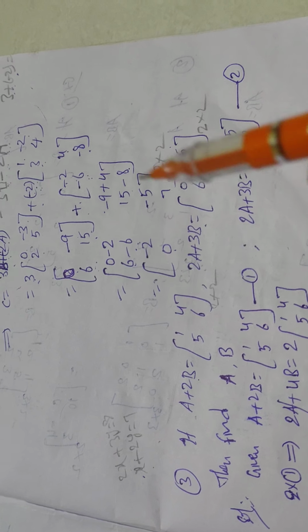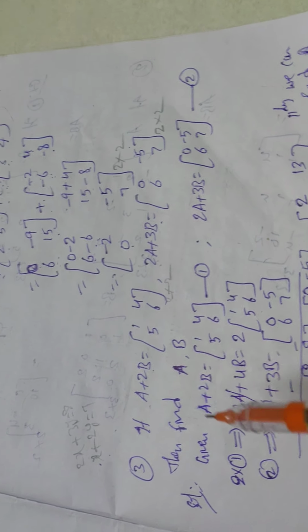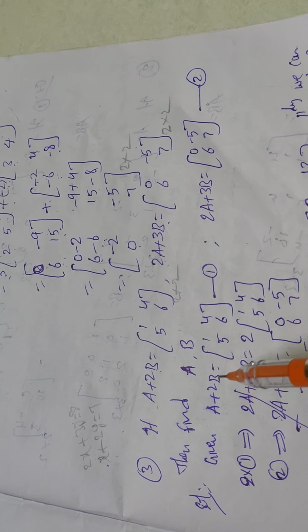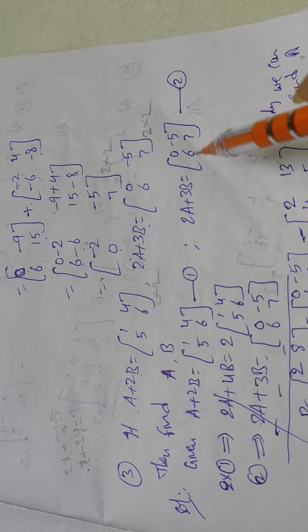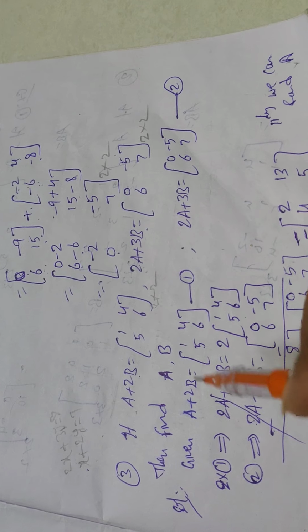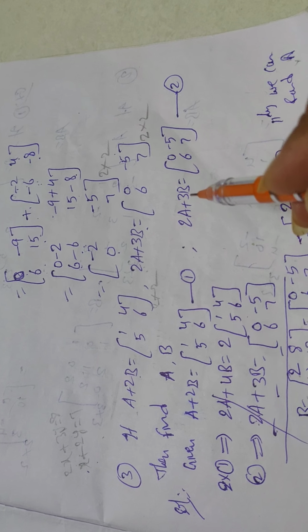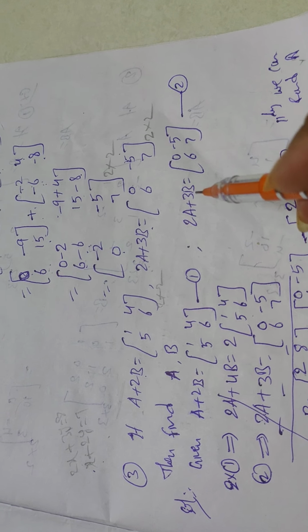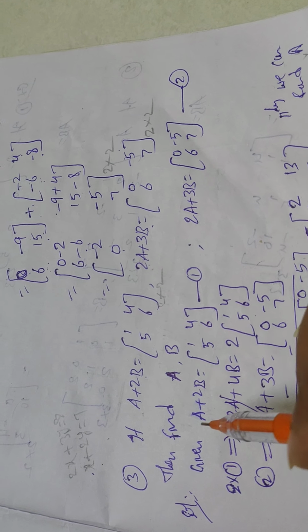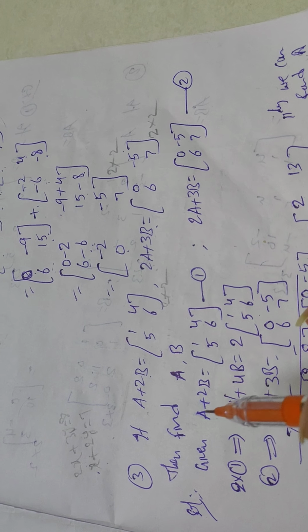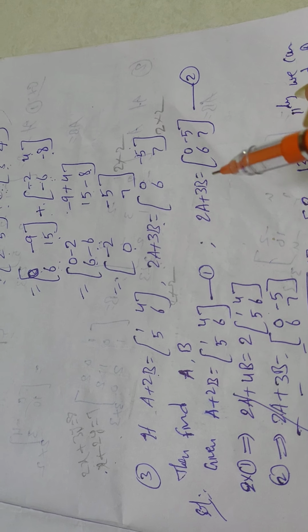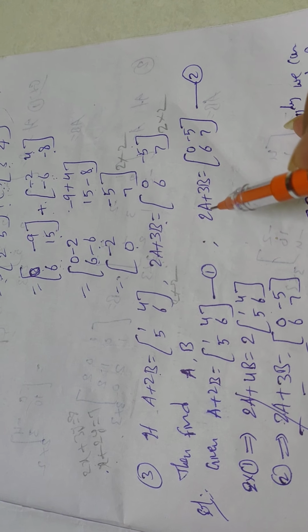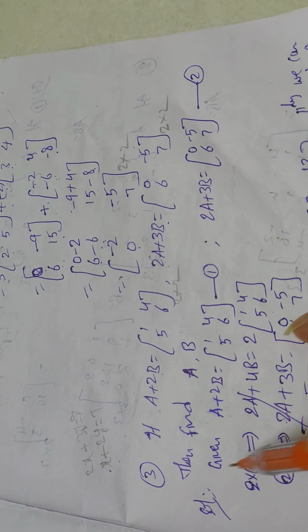Okay, here you understand, the first equation is A + 2B = [1 4; 5 6]. The second equation is 2A + 3B = [0 -5; 6 7]. So I am going to find matrix B first. Then we have to equate the coefficients of A. Here the coefficient of A is 1, so multiply 1 to the second equation. Here the coefficient of A is 2, multiply 2 to the first equation.